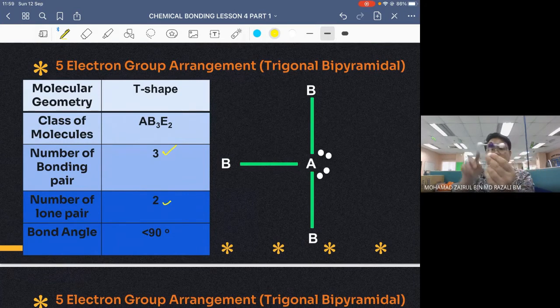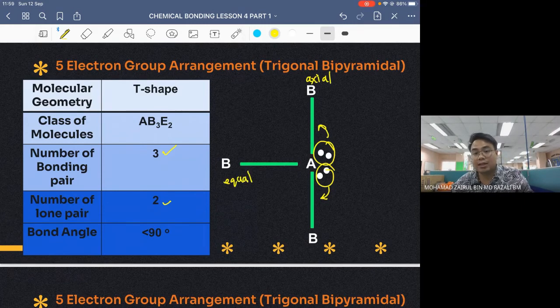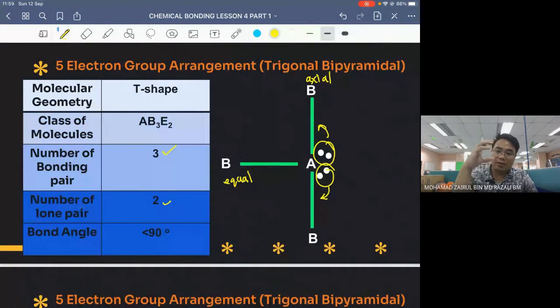So T-shape, since awak dah ada 2 lone pair electron sini, so lone pair electron ini akan reduce the bond angle. So kalau awak tengok, awak remember that the bond angle between axial and equatorial kalau dalam perfect trigonal bipyramidal adalah exactly 90 degree. Tapi since there's 2 lone pair on the central atom, ingat lone pair itu dia akan tolak, dia akan reduce bond angle tu yang menyebabkan bond angle ni akan jadi less than 90 degree.